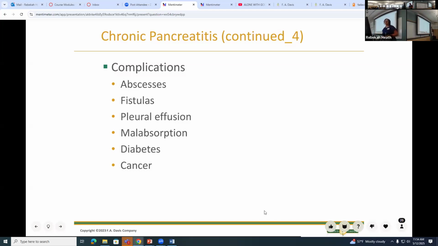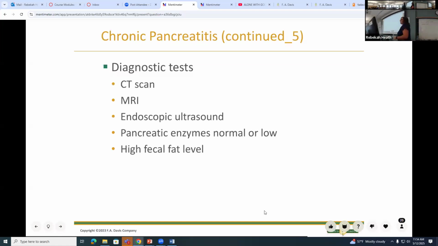Remember when we talked about cancer, when you have chronic inflammation in any area, you're less likely to be able to fight off cancer if it forms. So we look at a CT scan if we're concerned with this. We also look at their pancreatic enzymes. We'll look on their labs.